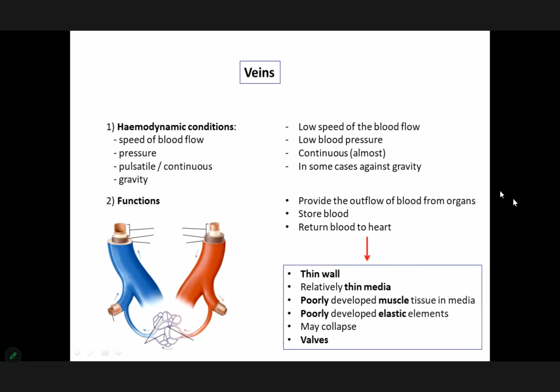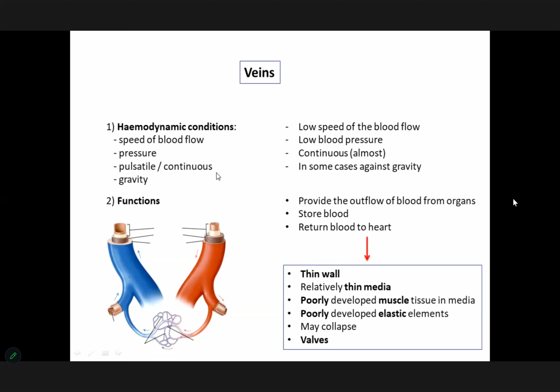Veins return blood towards the heart. What are the hemodynamic conditions in veins? In veins, the speed of blood flow is very low, and also the blood pressure is very low. In large veins, such as the vena cava, which drains into the heart, we have blood pressure about 0. No blood pressure at all. So the blood pressure is very low.